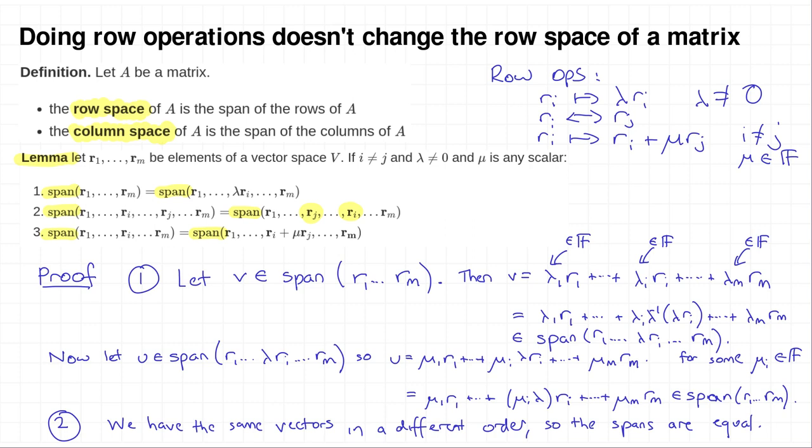In any case, once we have this lemma, we then know that doing a row operation to a matrix A does not change its row space, and therefore doing a sequence of row operations to a matrix doesn't change its row space. So in our procedure for finding a basis for the span of a sequence of vectors, which was to put those vectors as rows of a matrix and then do row operations to put that matrix into row reduced echelon form, the span of the vectors which we were interested in is equal to the row space of the matrix we started off with, and that's the same as the row space of the row reduced echelon form matrix which we end up with.